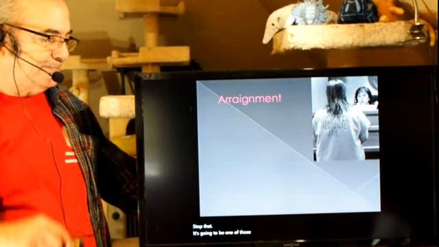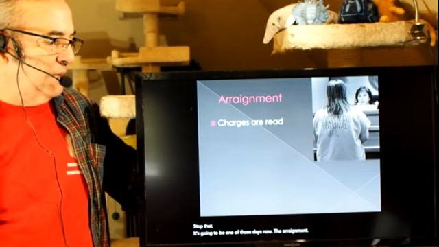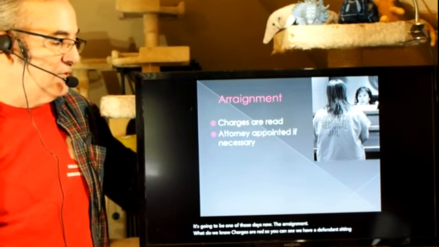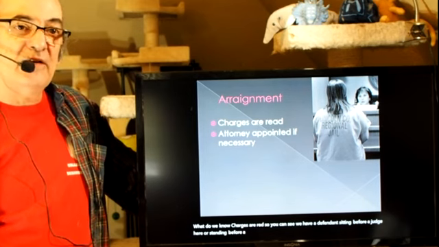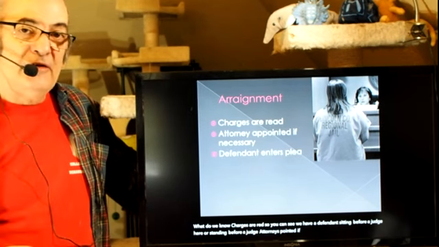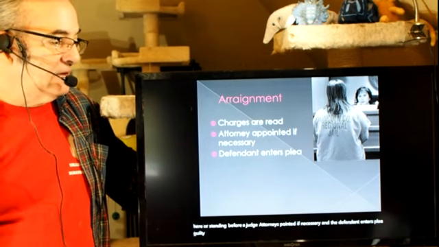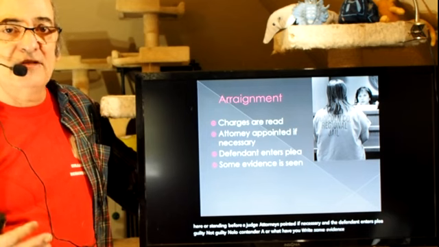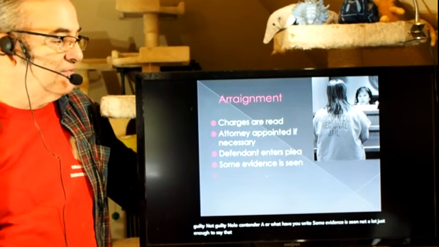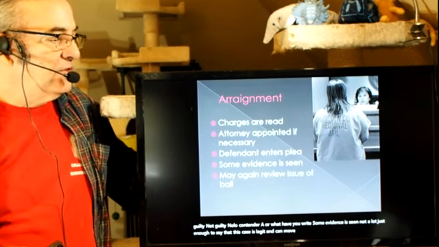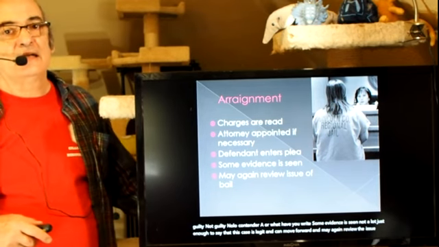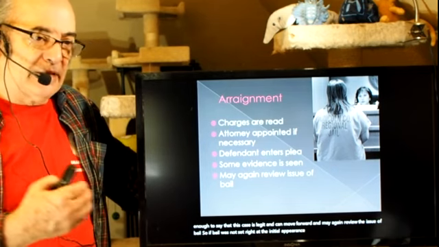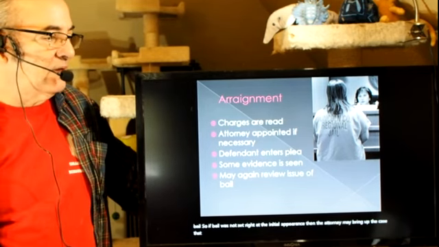Now, the arraignment. What do we know? Charges are read. So you can see we have a defendant standing before a judge here. An attorney is appointed if necessary, and the defendant enters a plea: guilty, not guilty, nolo contendere, or what have you, right? Some evidence is seen, not a lot, just enough to say that this case is legit and can move forward, and the court may again review the issue of bail. So if bail was not set at the initial appearance, then the attorney may bring up the case that we'd like bail at this point in time.